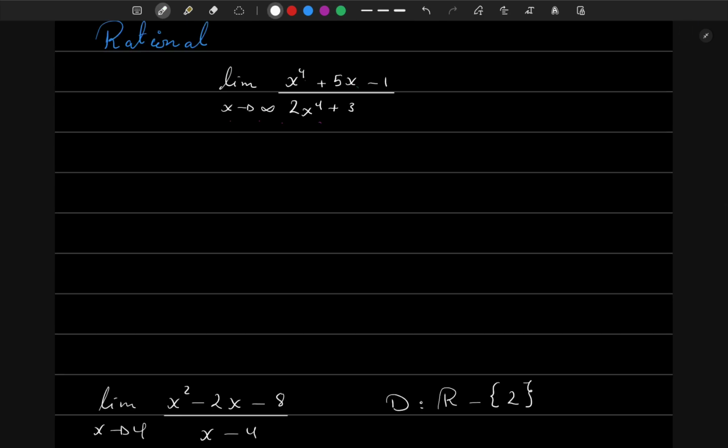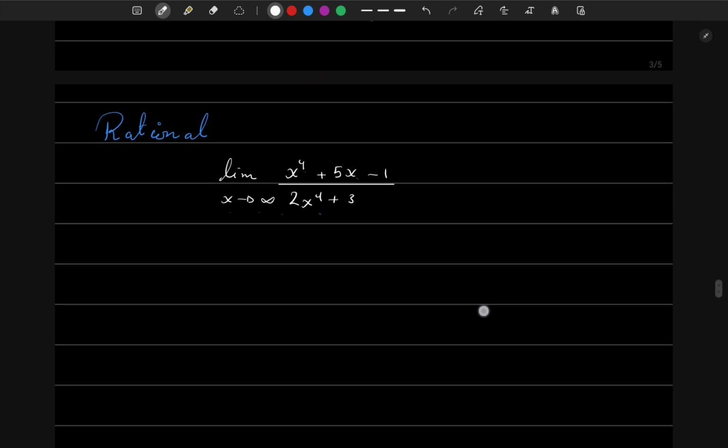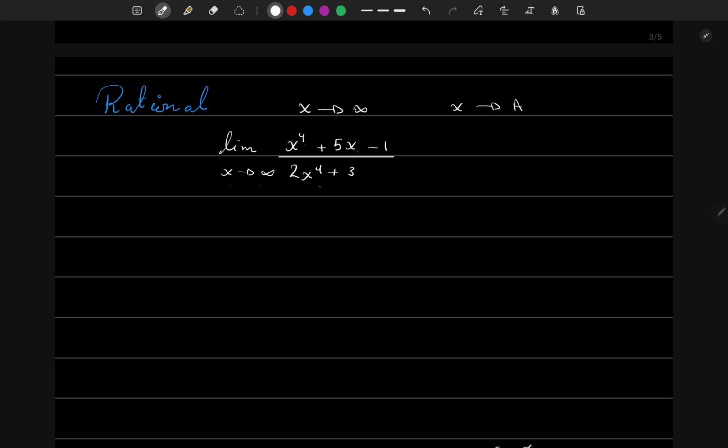Now let us talk about rational functions. Now in rational functions, we're going to be talking about 2 cases. When x approaches infinity and when x approaches a value that will make the denominator equals 0. Starting with x approaching infinity.